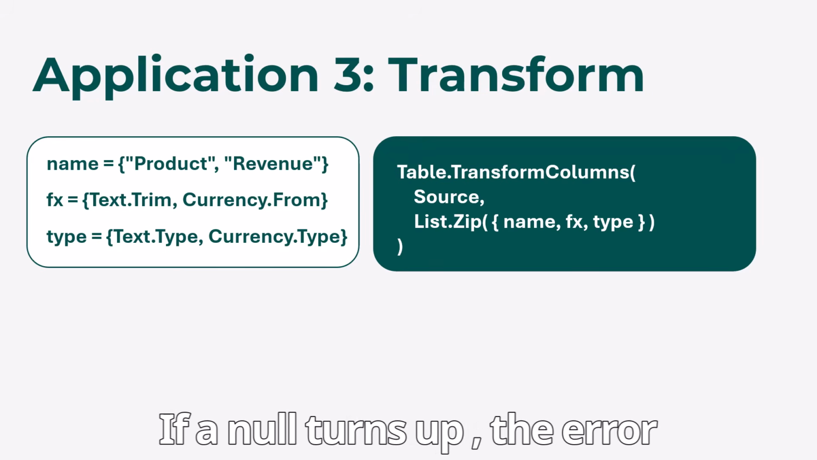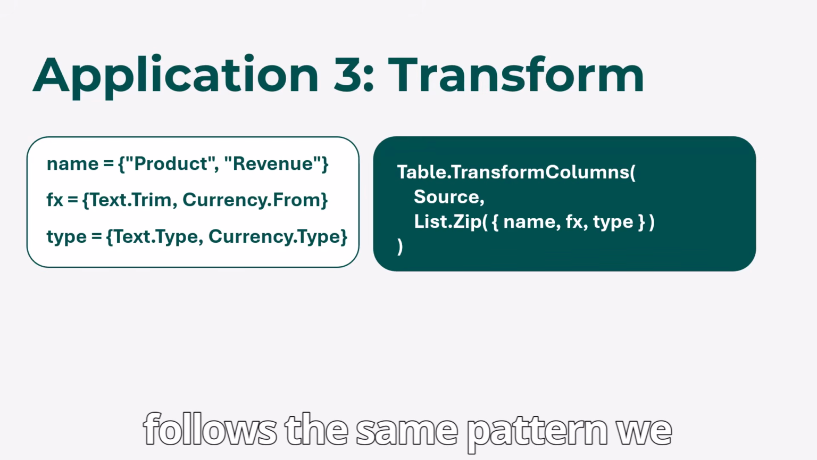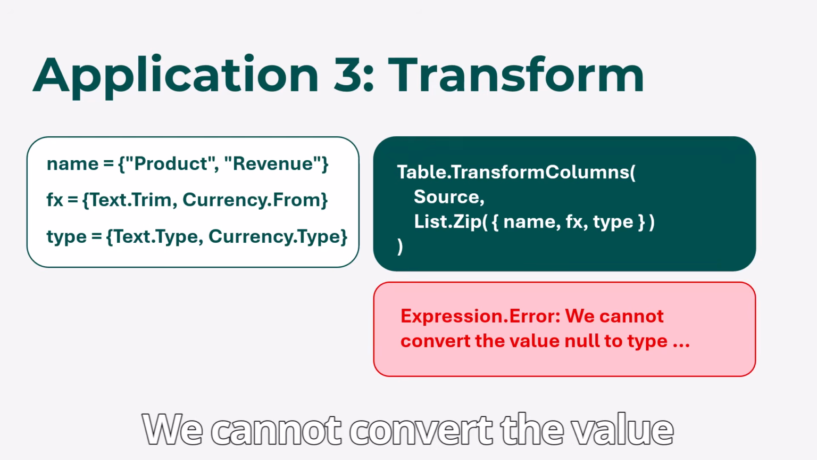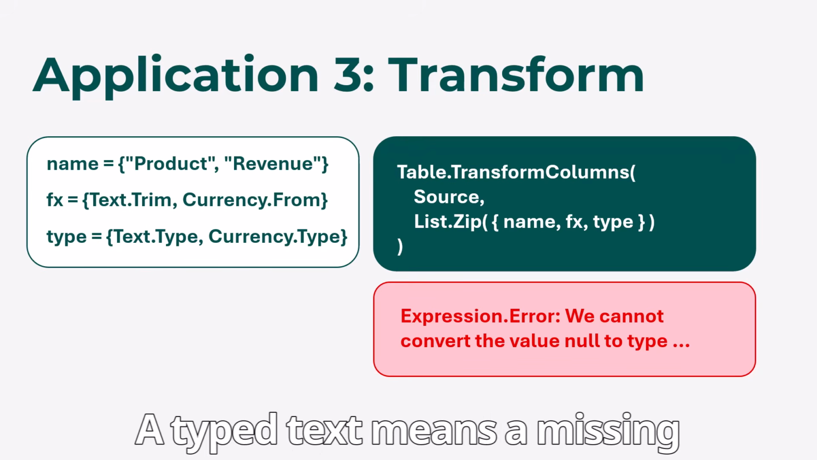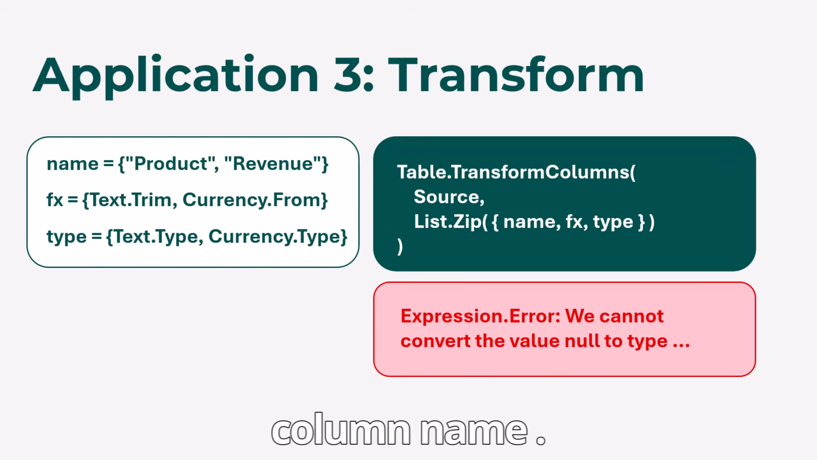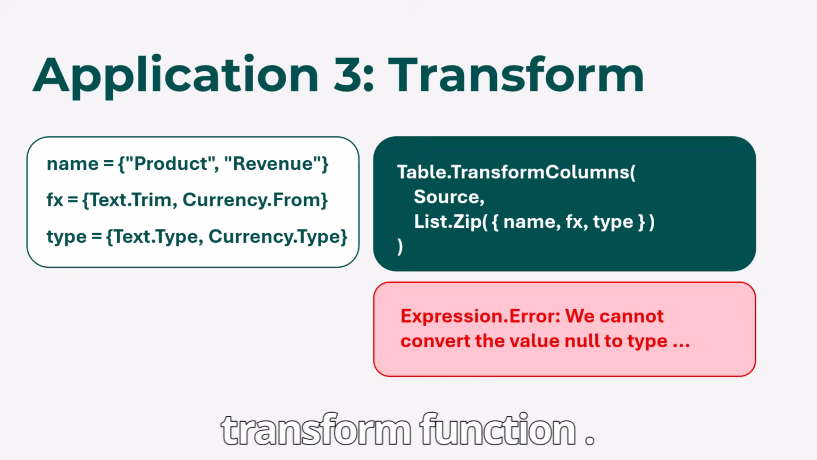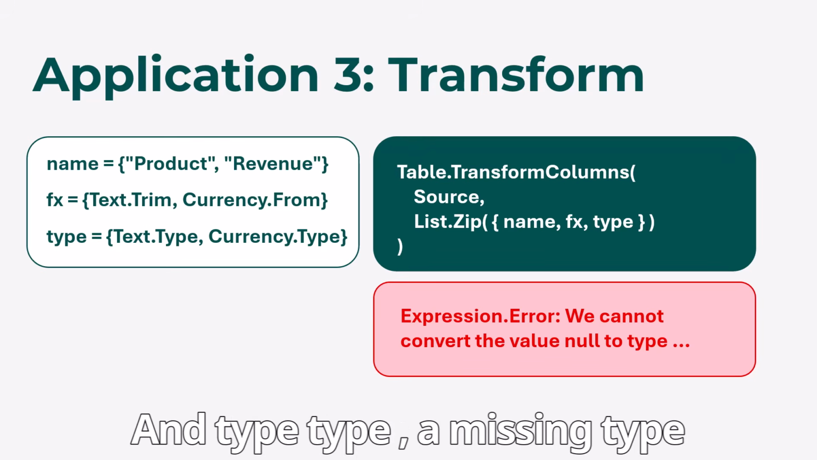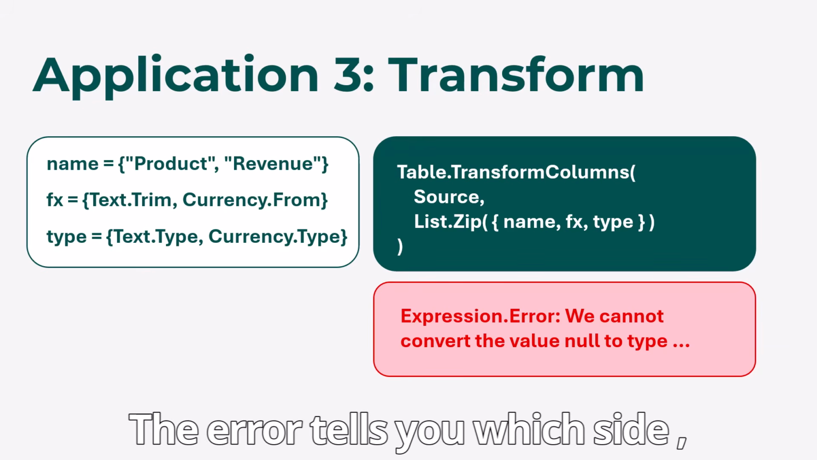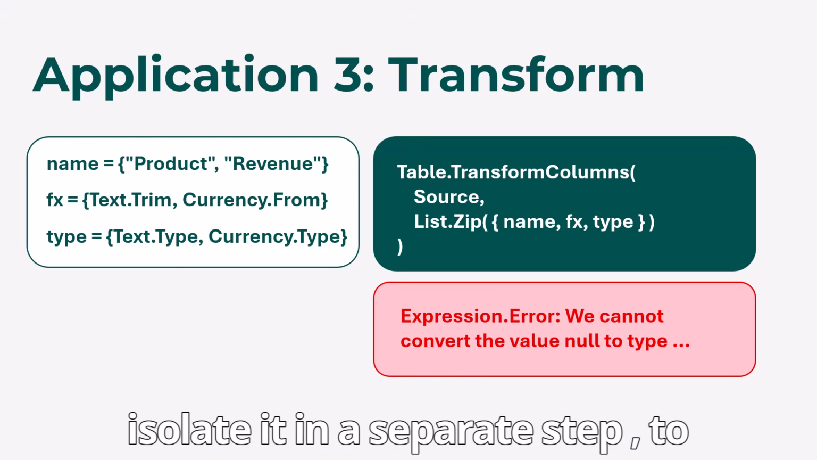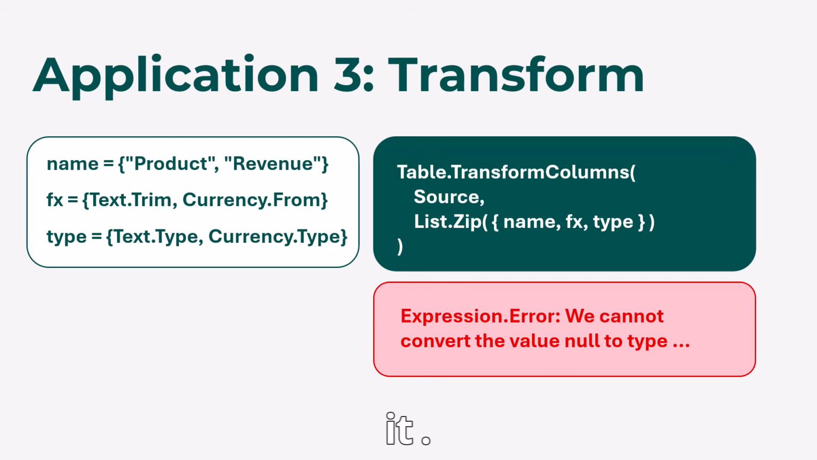If a null turns up, the error follows the same pattern we saw a moment ago. We cannot convert the value to type something. A type text means a missing column name. Type function, a missing transform function, and type, a missing type value. Same troubleshooting process. The error tells you which side, isolate it in a separate step to determine where and resolve it.